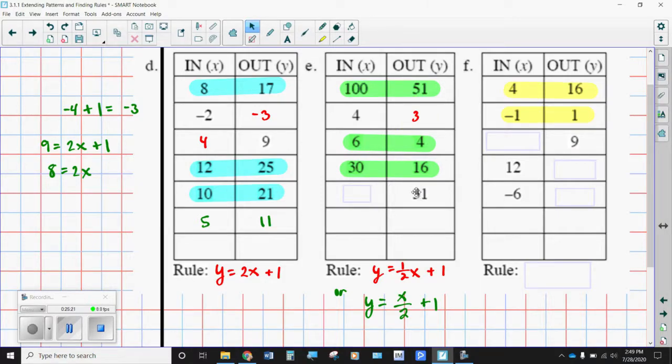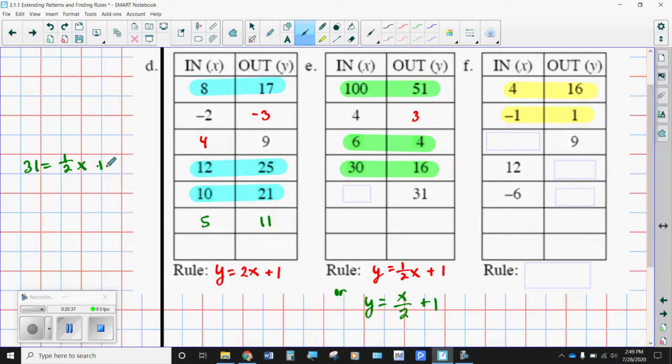And now let's work our way in reverse. This could be a little bit trickier. Let me clear this out. Okay, so for this one, our answer is 31. So I'm going to take 1/2 of some number, and then I'm going to add 1 to it. Well, if I take this 1 away, this must have been 30, right? So 1/2 of x should have been equal to 30, since 30 plus 1 is 31. So what number is, what do you take half of to get 30?